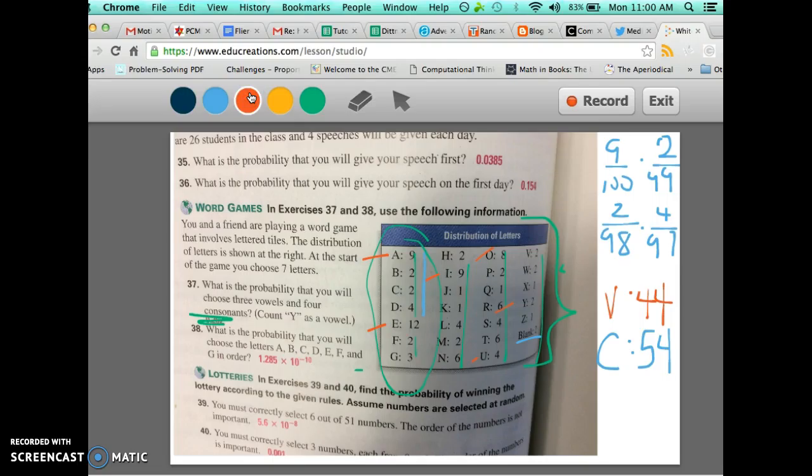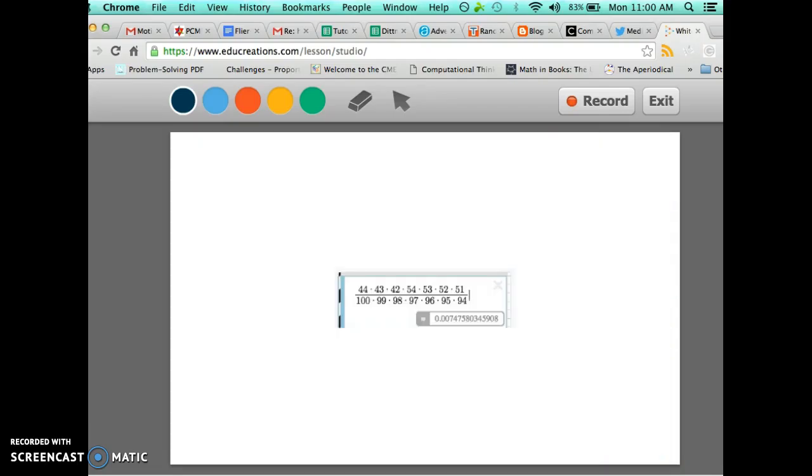So with that framework, it makes sense that if I wanted to find the chances of getting 3 vowels and 4 consonants, I would think, well, 44 over 100 times 43 over 99, and so on. That's exactly what I did try, and I got this. So your job then, and I'm going to end the video here and we'll talk about it in class, is to figure out why that's not correct.